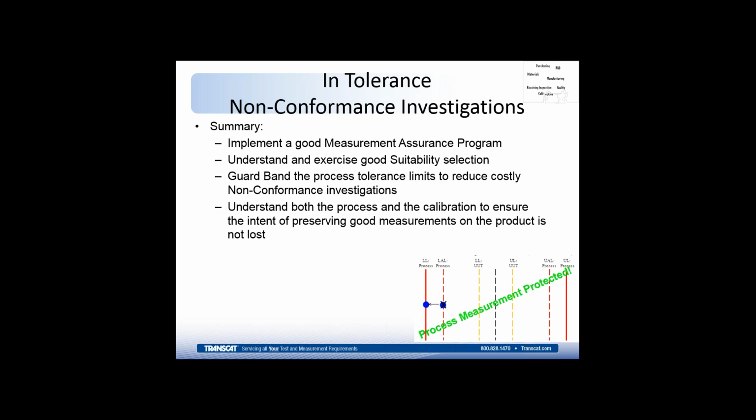Understand both the process and the calibration of the instrument to ensure that the intent of preserving good measurements on the product is not lost. And what that means is, what are you trying to do with the measurements of using the instrument on the product? Make sure your calibration is covering all of those functions and ranges that you're trying to make measurements with, that there are tolerances assigned either from the OEM who makes the instrument you're using, or if that's not sufficient for your process, that you're defining a custom calibration so that you're covering what you need to cover in the measurements of the product.